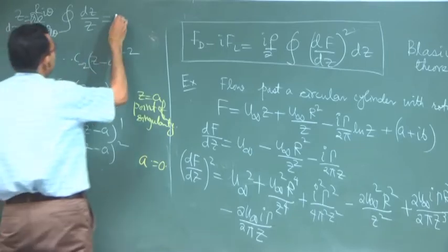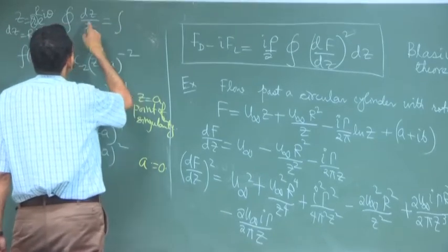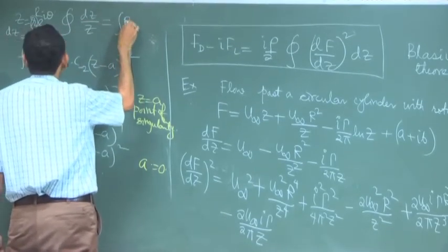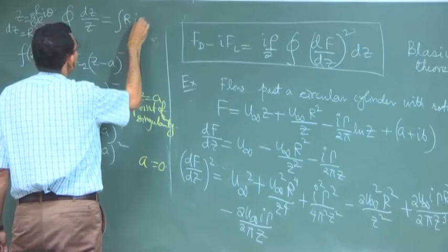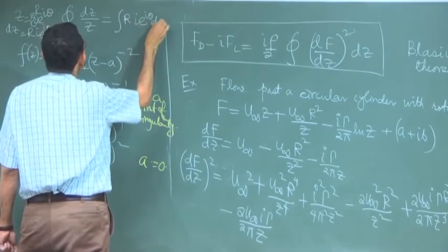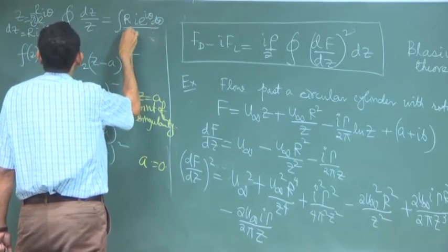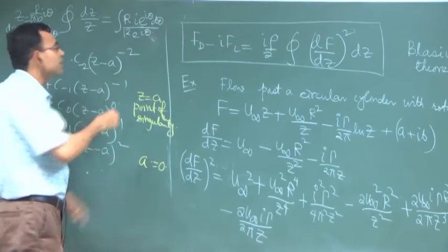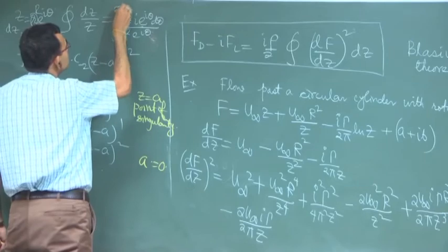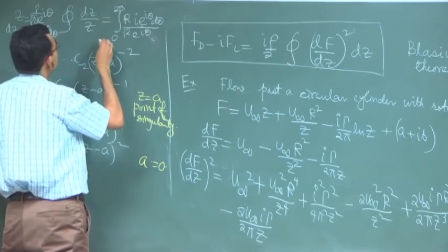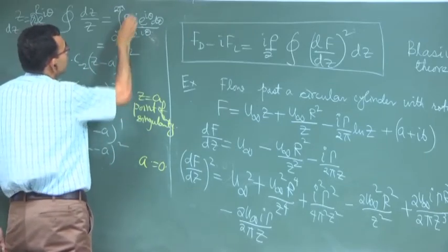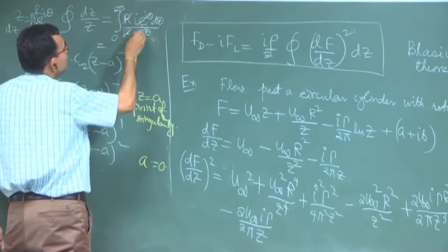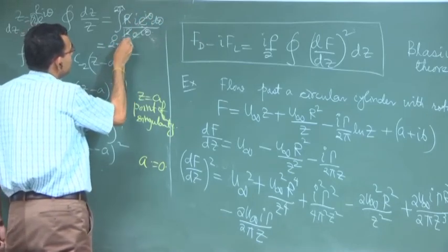So, in this case dz is r i e to the power i theta d theta, by z itself, which is r e to the power i theta. Theta is how much? From 0 to 2 pi. So, everything gets cancelled, and this becomes 2 pi i.